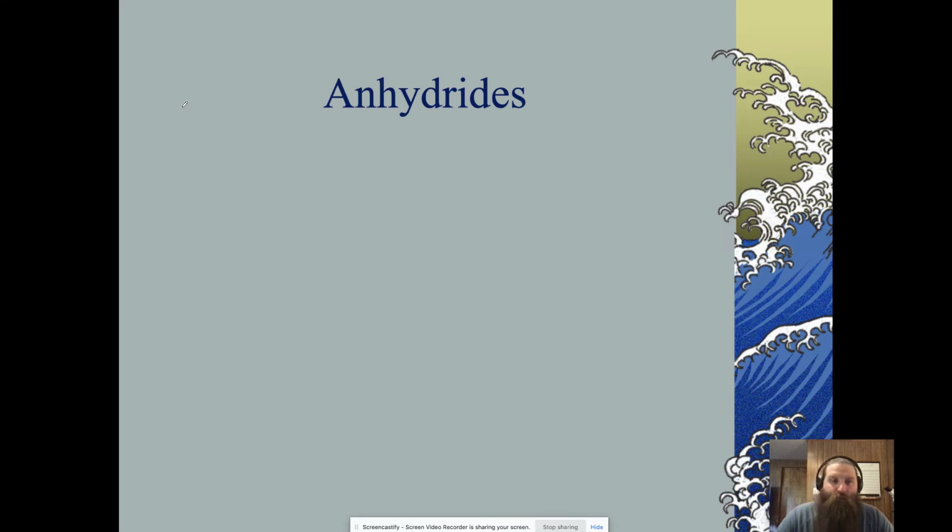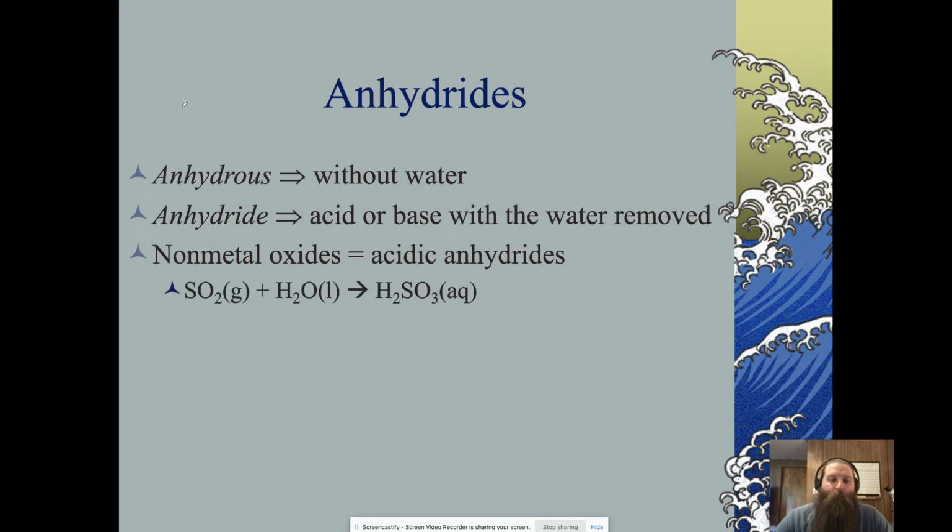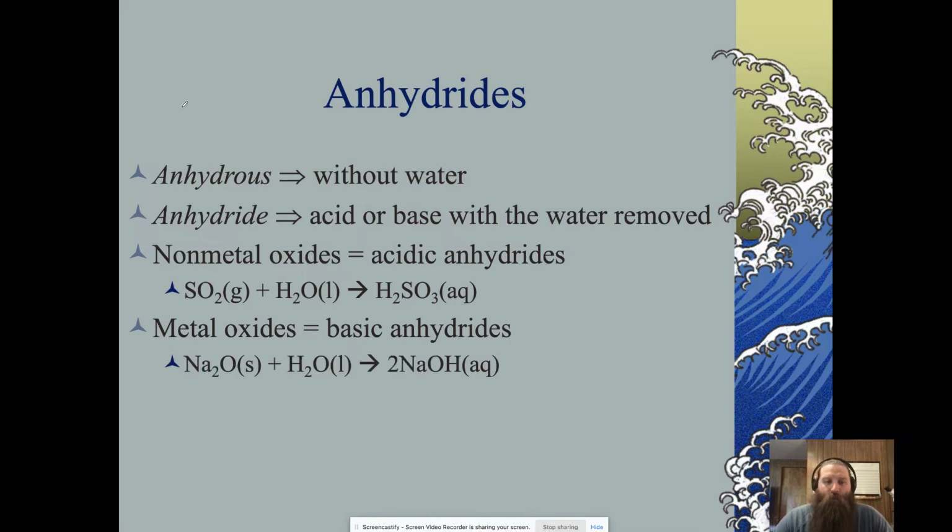Let's look at something else. Anhydrides. So the word anhydrous means without water. An anhydride is an acid or base that has had the water removed. Our nonmetal oxides are going to form acidic anhydrides, and our metal oxides are going to be forming basic anhydrides.